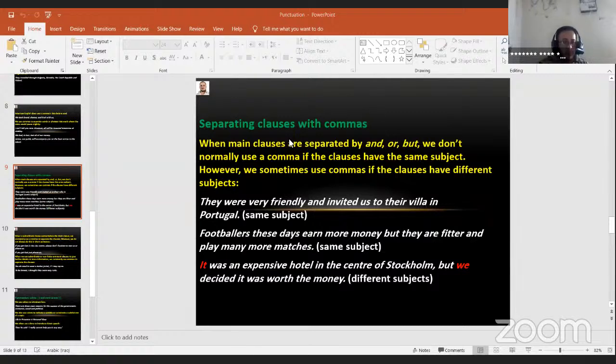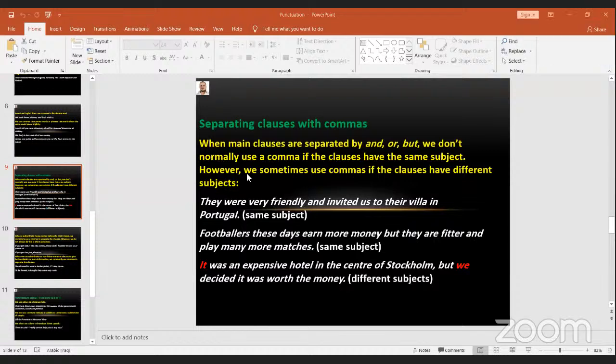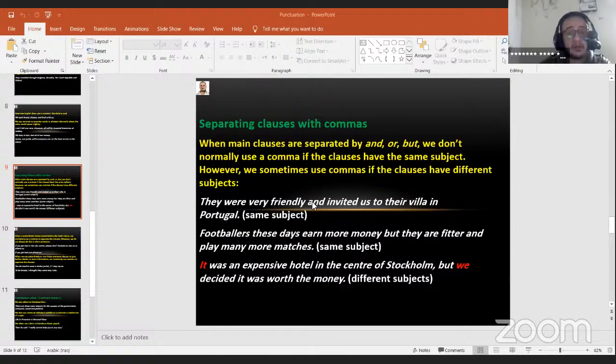Separating the clauses with commas. They were very friendly and invited us to their villa in Portugal. We did not proceed by a comma. Why? Because the hidden subject after "and" is "they". They were very friendly and they invited us to their villa in Portugal. Same subject.